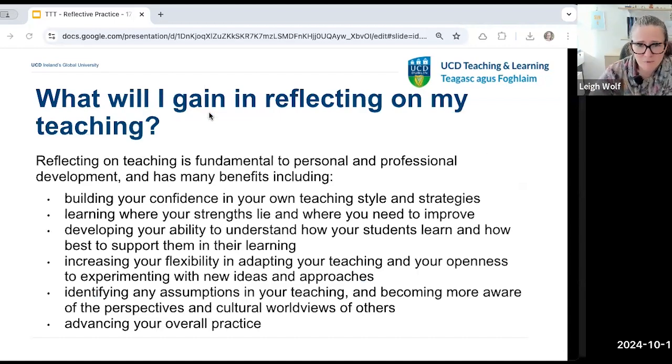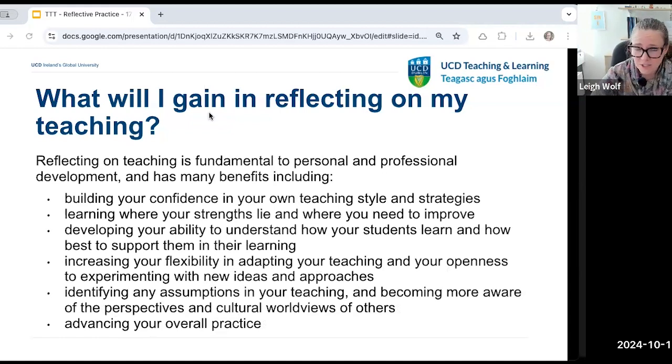There's lots to gain from reflecting on practice. It can start to build your confidence in your own teaching style and strategies. You can learn where your strengths lie and where you may need to improve or seek professional development. It develops your ability to understand how your students learn and how we can best support them in learning. Increases flexibility in adapting teaching and openness to experimenting with new ideas.